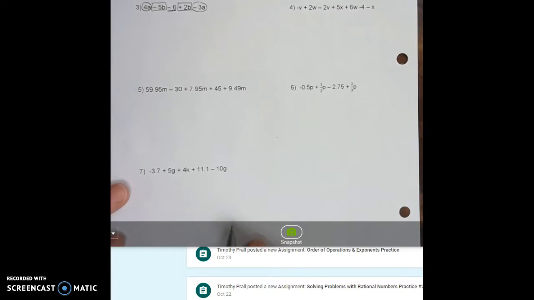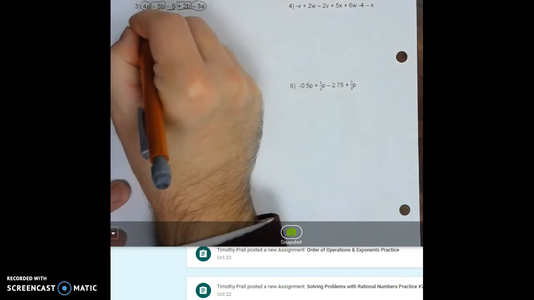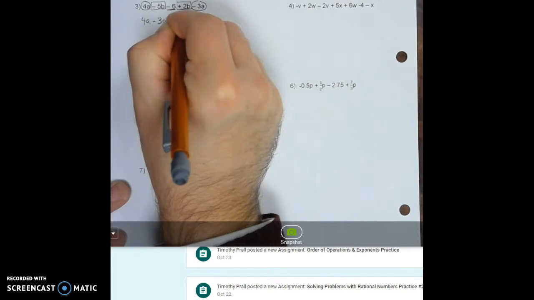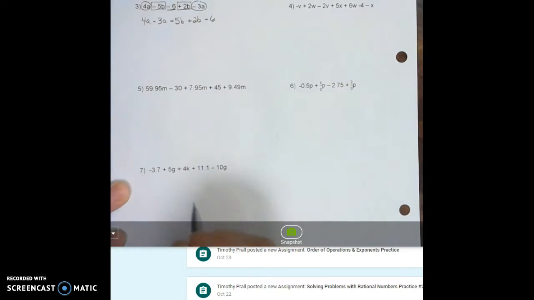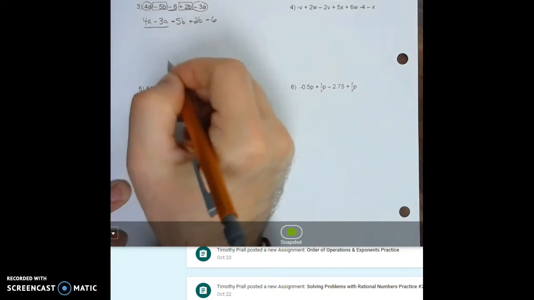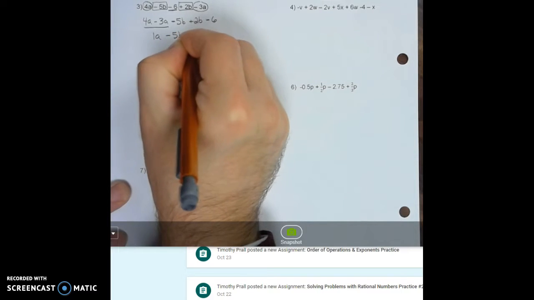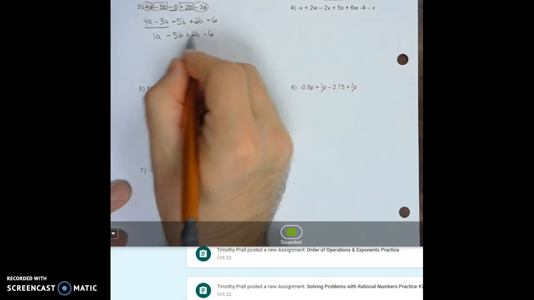Remember when you rewrite these with variable terms to put the variable terms in alphabetical order. So this is going to be 4a minus 3a minus 5b plus 2b minus 6. And now we can combine our similar terms. 4a minus 3a is 1a. Bring everything else down. Okay, next I can combine the b terms here.